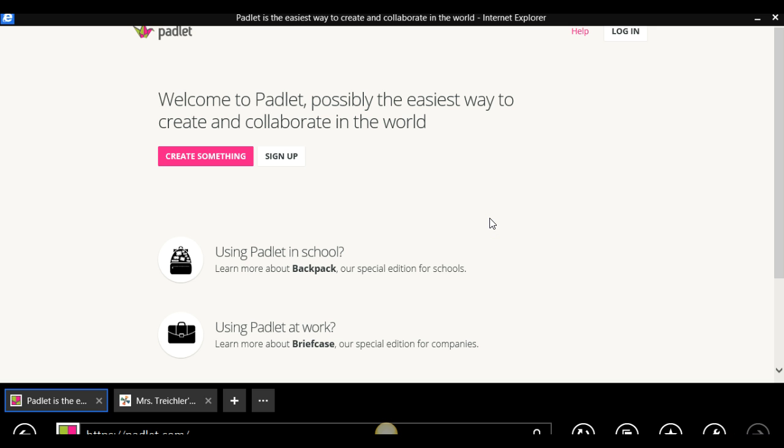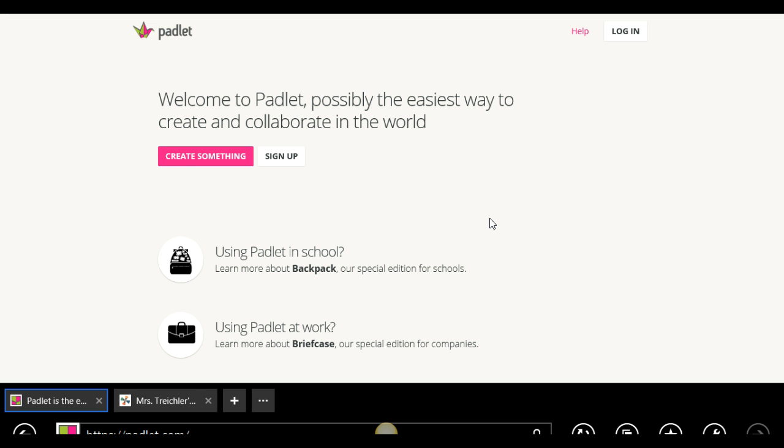Padlet can be accessed at padlet.com. It's also important that students understand the expectations for acceptable use and that inappropriate comments are not a form of acceptable use.